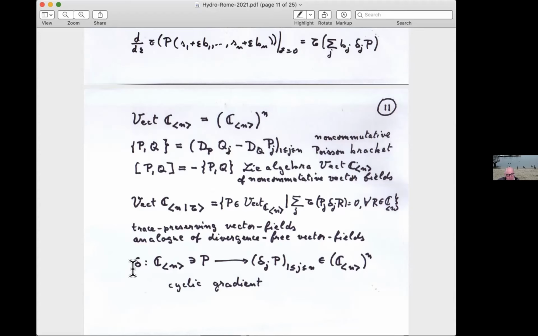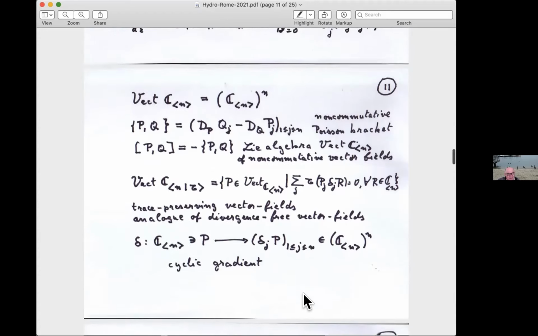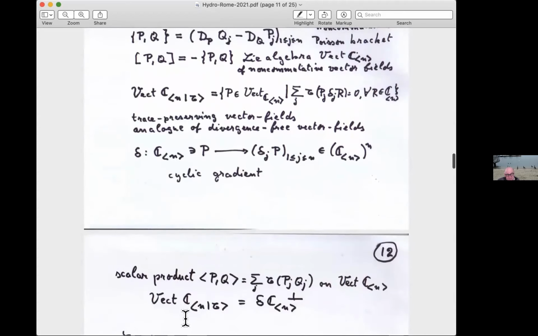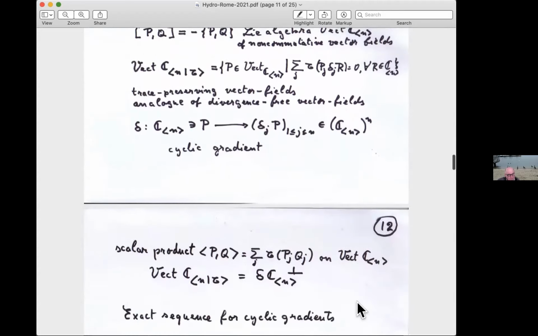And here you see the map from Cn, which takes a polynomial to this n-tuple of partial cyclic derivatives, it is natural to call it the cyclic gradient. And what happens is that the trace preserving vector fields are exactly the orthogonal of the cyclic gradients. It's what happens with the divergence-free vector fields also classically, but here you have the non-commutative situation.